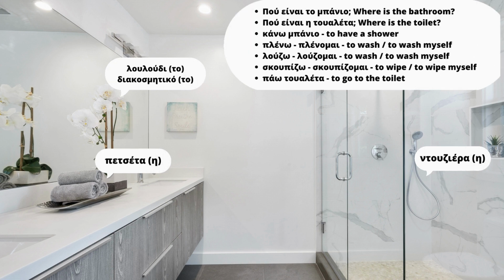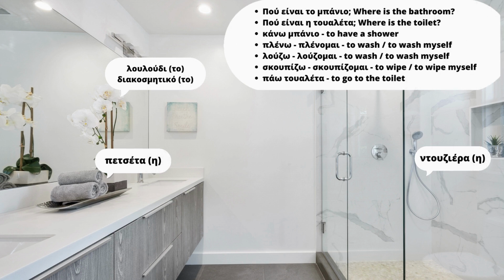We usually use the verb πλένω or πλένομαι when we talk about having a shower without washing our hair, or if you want to say that you're washing your clothes or you're washing some object, your car, any object in your house. For example, πλένω τα ρούχα, which means to wash the clothes. Πλένω το αυτοκίνητο, to wash your car, to clean it.